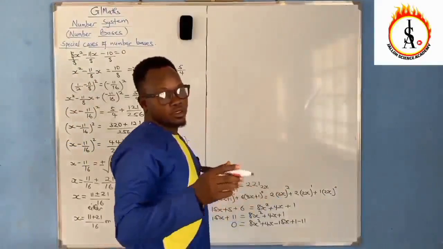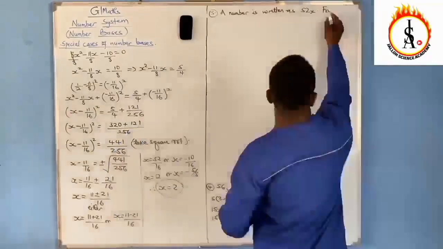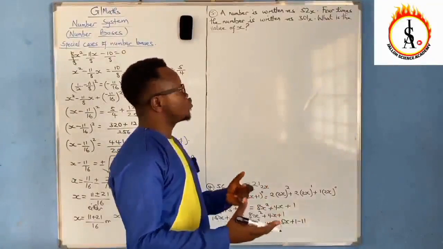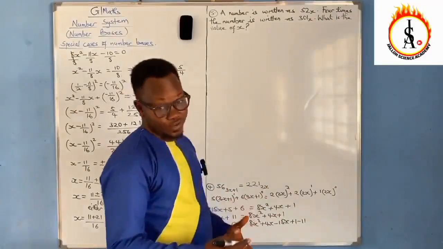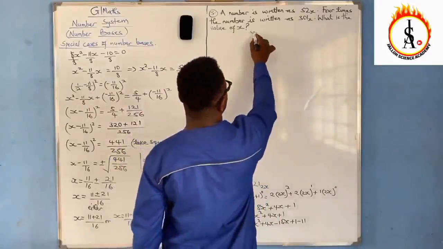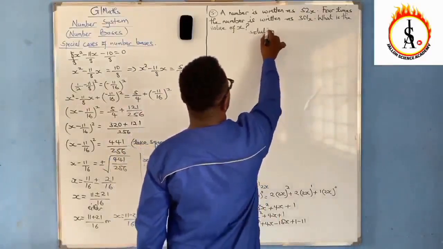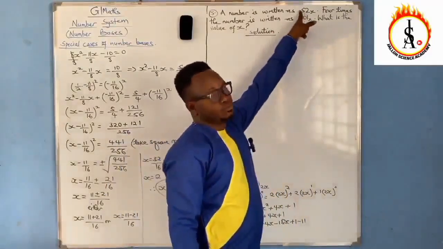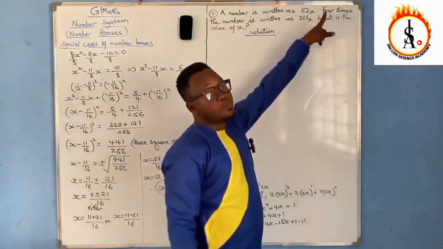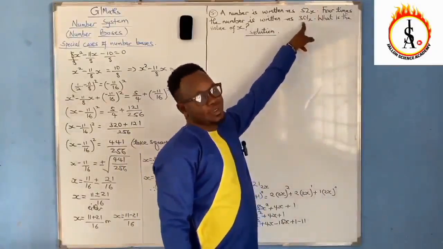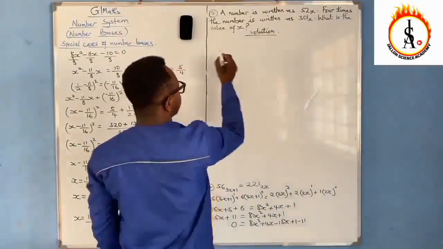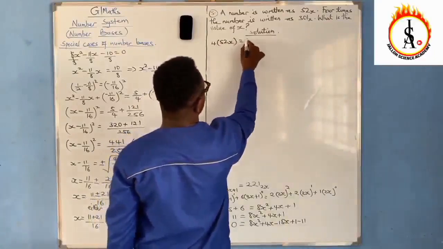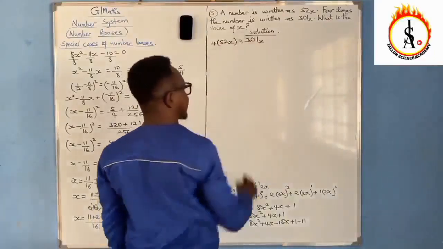So we look at example 5. The number is written as 52 base x. 4 times the number is written as 301 base x. What is the value of x? So this number, 52 base x, if we multiply it by 4, this is the answer that we get. That is what the question is about. So meaning 4 times that number, 4 into 52 base x will give us 301 base x.